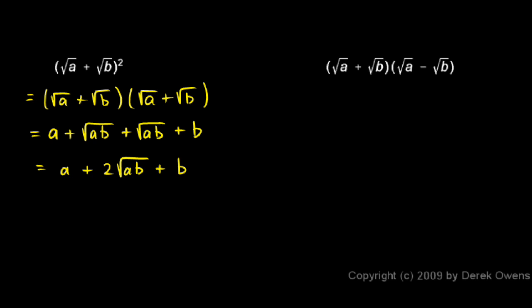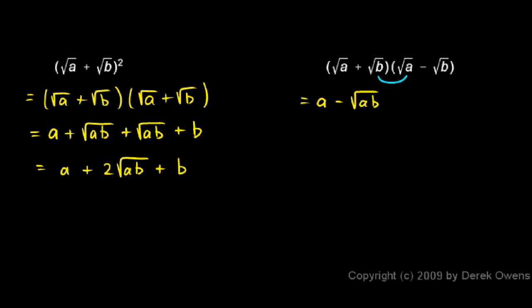Now this next one's interesting. We have the square root of a plus the square root of b, that binomial, times this one, square root of a minus the square root of b. So let's do a FOIL here and we'll see what happens. The square root of a times the square root of a is a. The square root of a times the negative square root of b is minus the square root of ab.